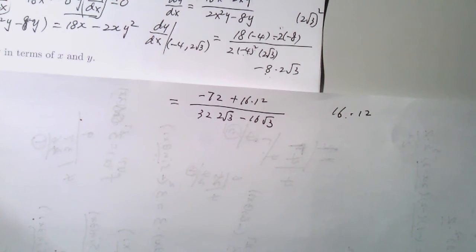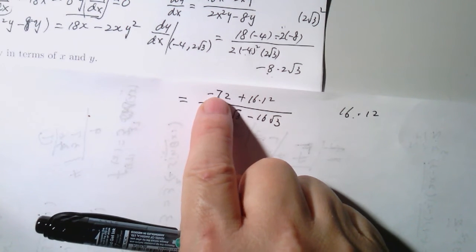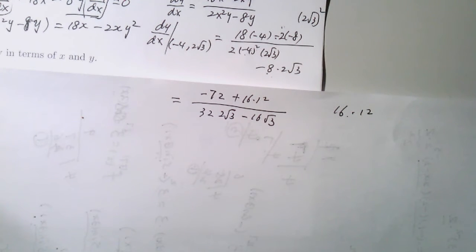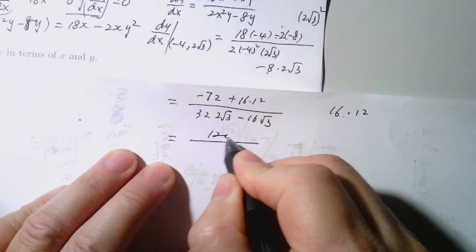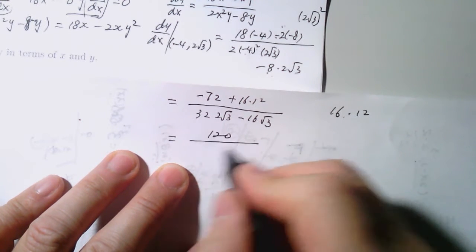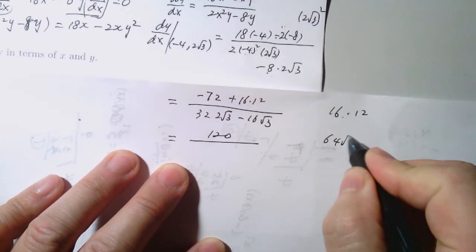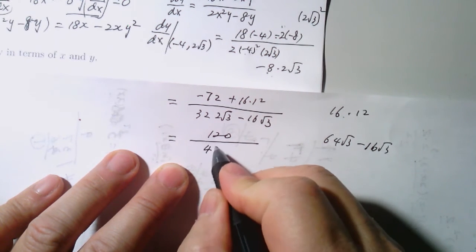Okay, so now let's simplify. Here, 12 times 16, which is 192, then add negative 72, so we have 120. Denominator, so I have 32 times 2, this is 64 square root of 3, minus 16 square root of 3, which is 48 square root of 3.